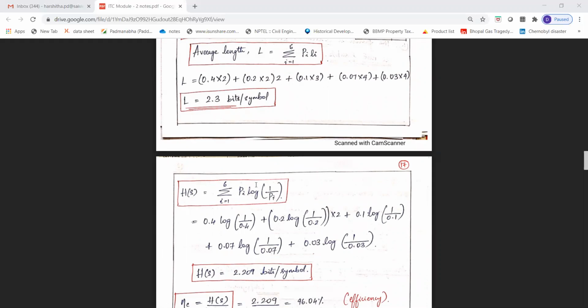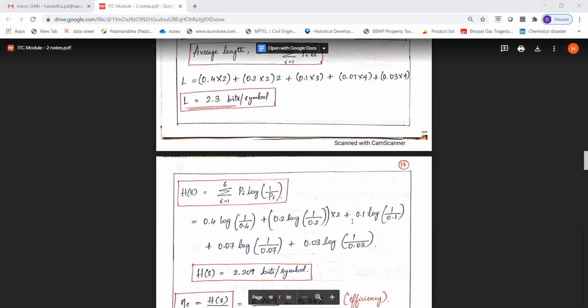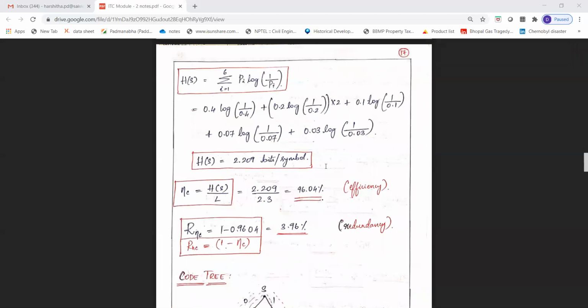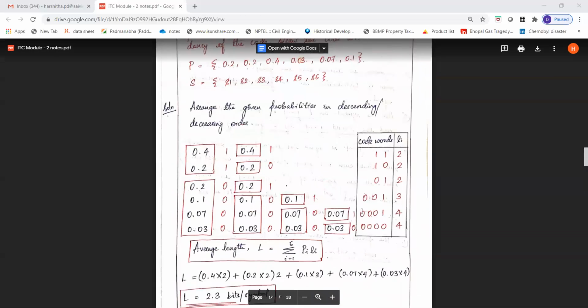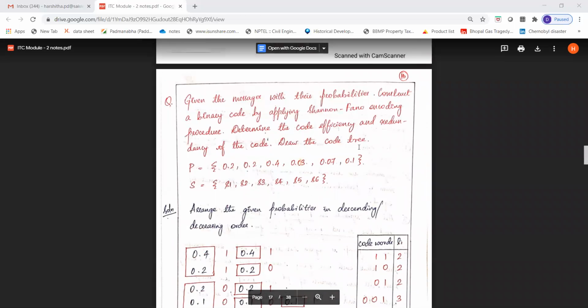The entropy formula is summation of i equal to 1 to 6 of p_i log 1 by p_i to base 2. By substituting the probability values, we get this expression, and by calculating with a calculator, you'll get entropy equal to 2.209 bits per symbol. Next is efficiency, which is the ratio of the entropy and the average length. By substituting the values, you'll get efficiency as 96.04%, and the formula for redundancy is 1 minus efficiency. Substituting the efficiency value, we get redundancy as 3.96%.